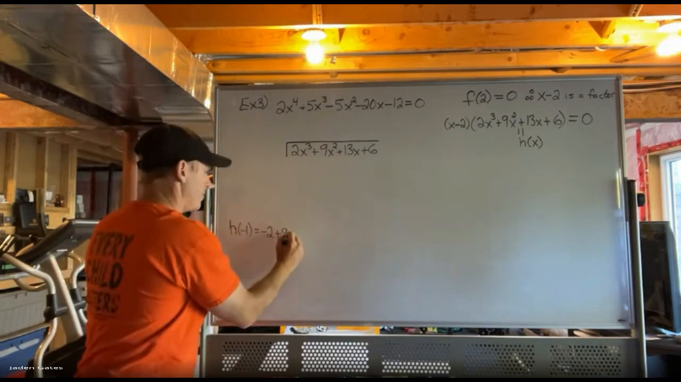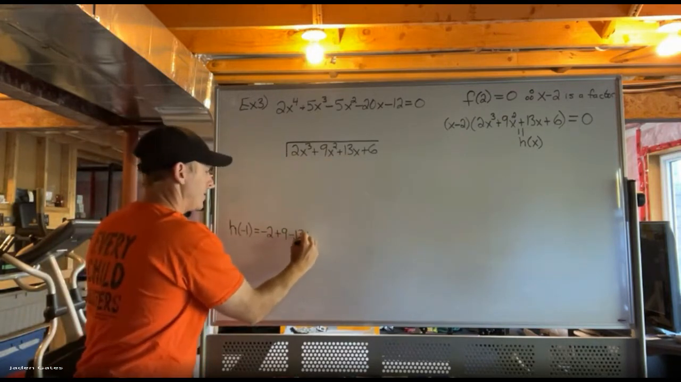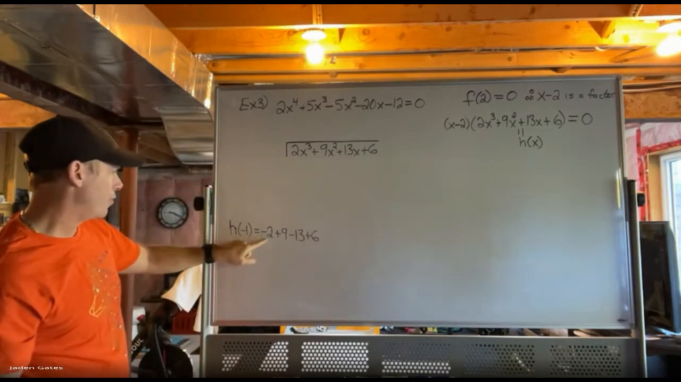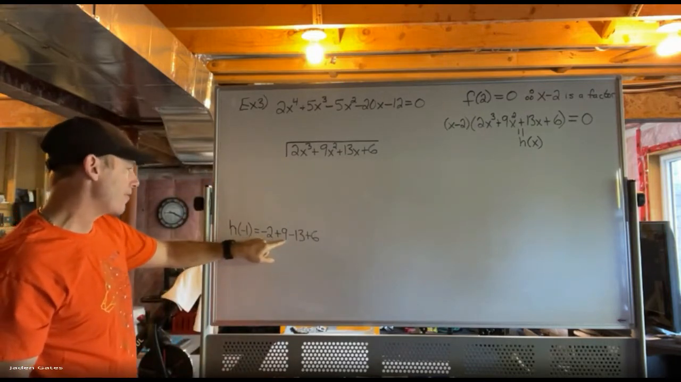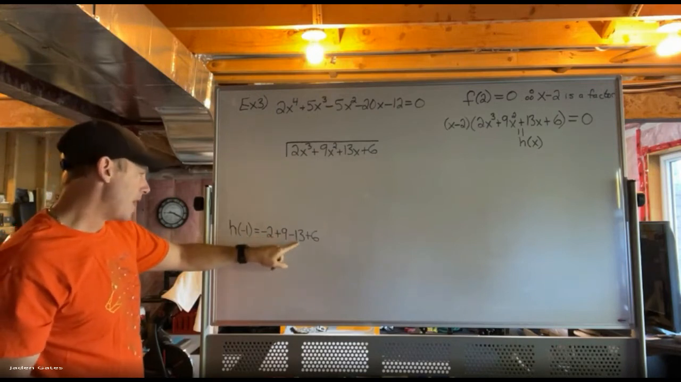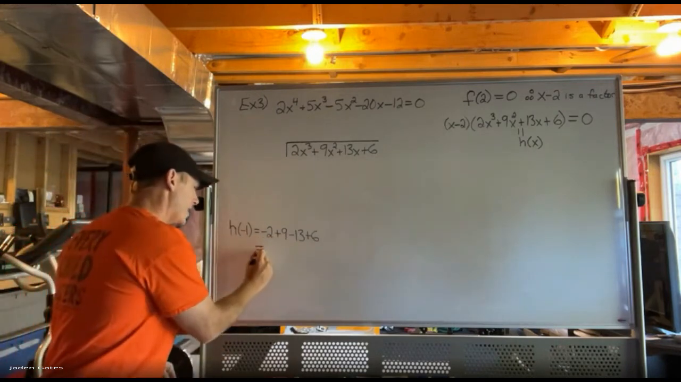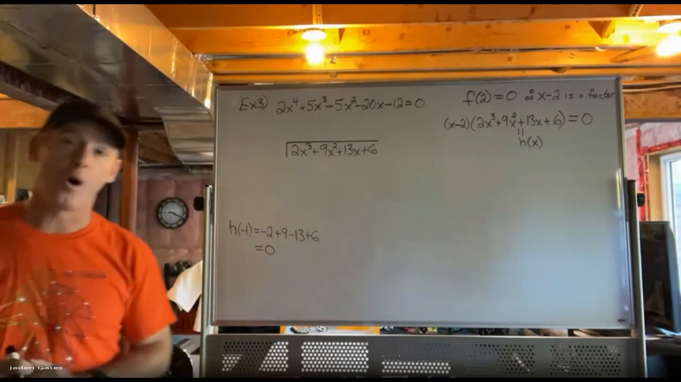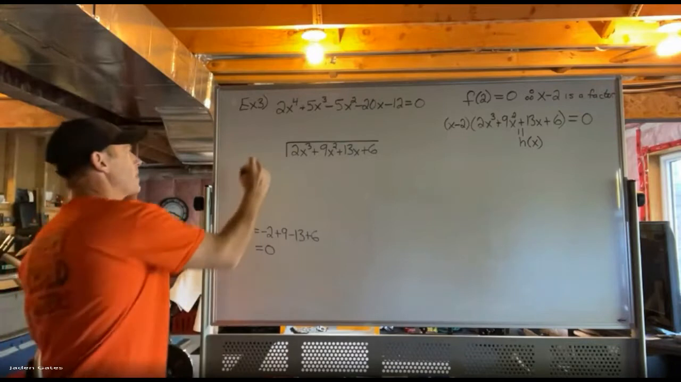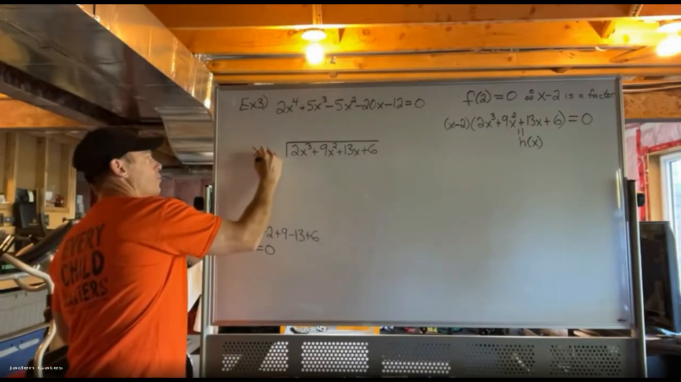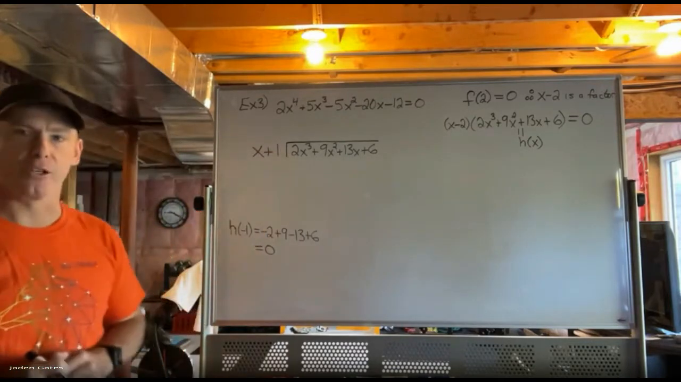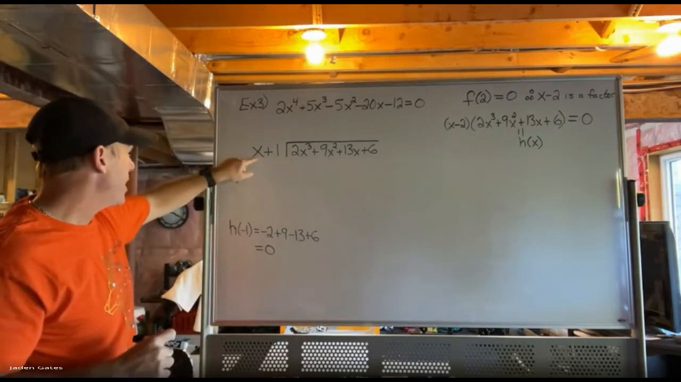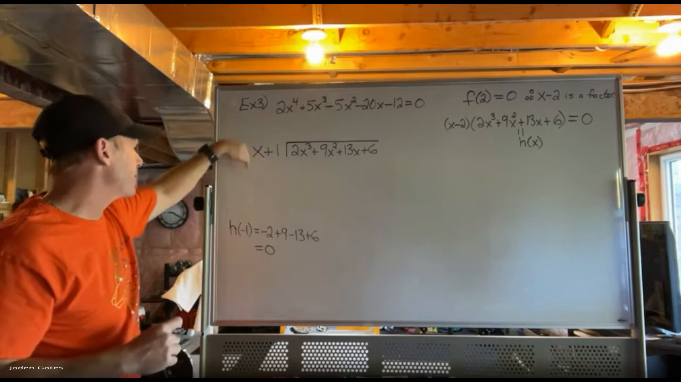13 times -1 is -13. And then add 6. And let's see here. -2 plus 9 is +7. 7 plus -13 is -6. Add 6. We get a 0. So that means, because I put in a -1 into the equation, that x plus 1 is a factor. Again, when you put in -1 into the x here, that makes this part 0.